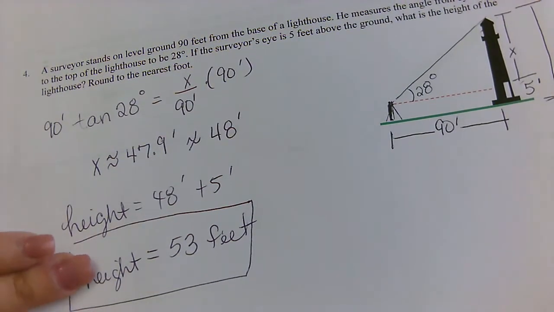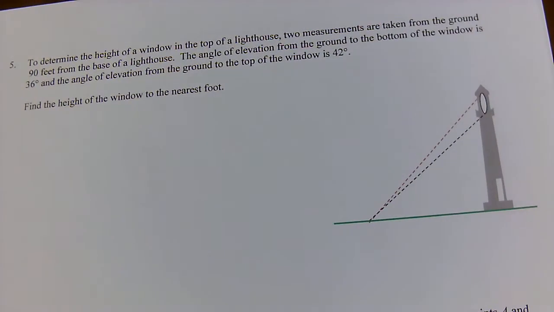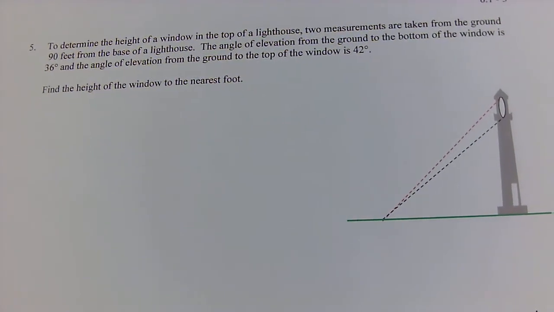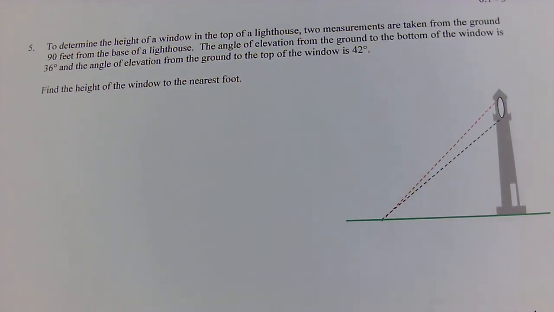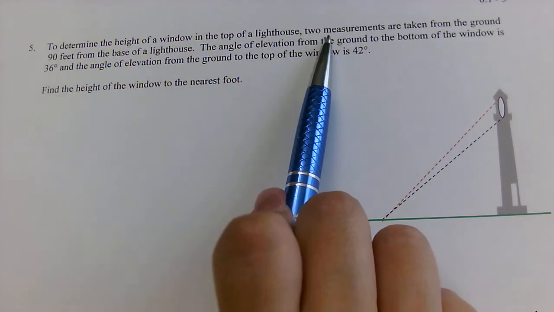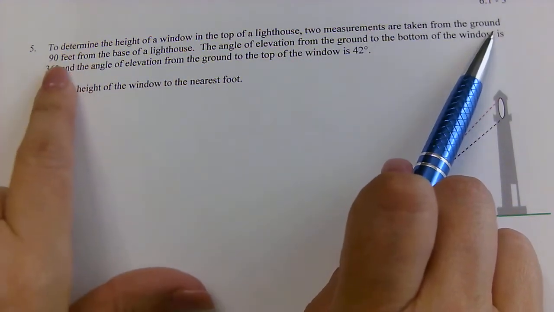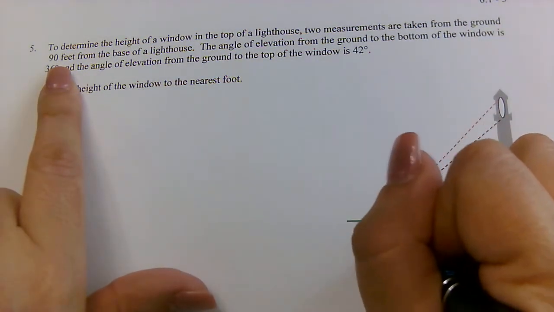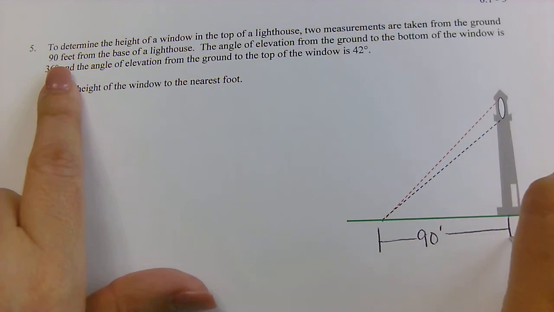All right, let's go on to number 5. These are the ones that are a little bit more complicated. What we're going to be doing here is breaking the triangles up into 2 different parts. Okay, let's start with this one. It says, to determine the height of the window in the top of the lighthouse, 2 measurements are taken from the ground, 90 feet from the base. So both of these distances are 90 feet from the lighthouse.